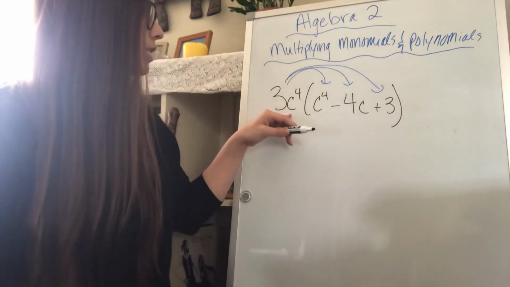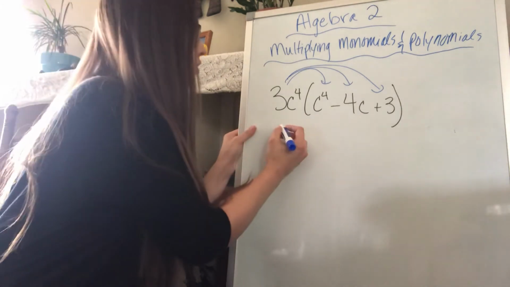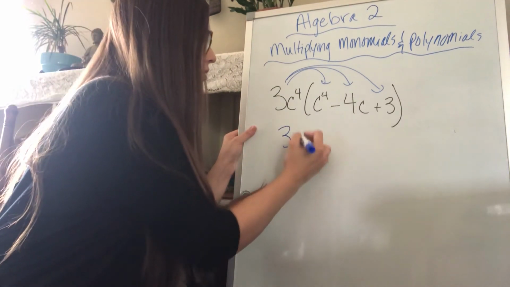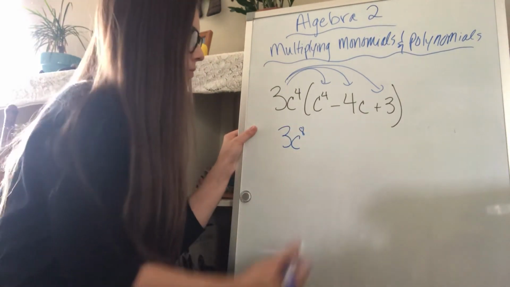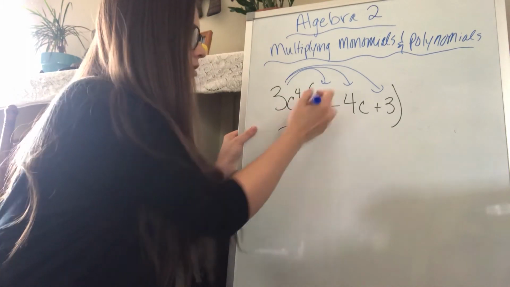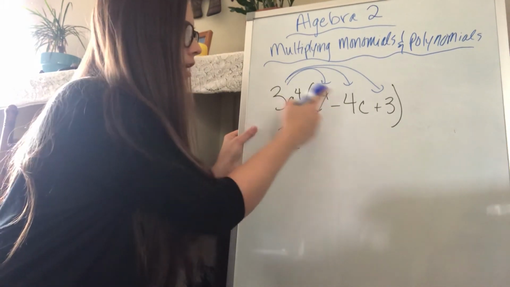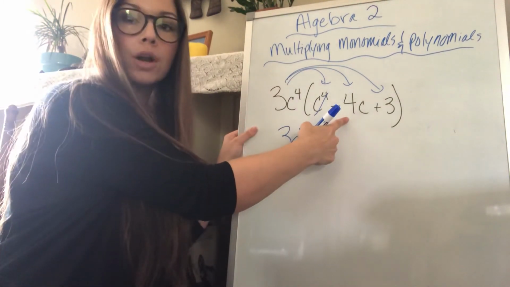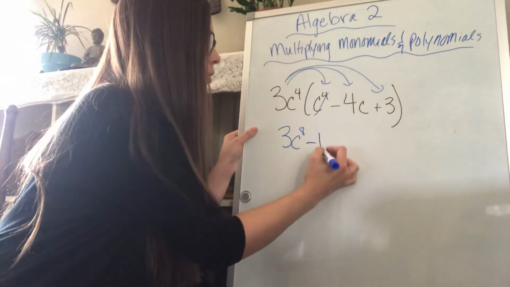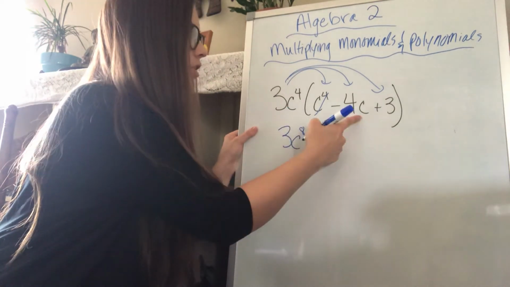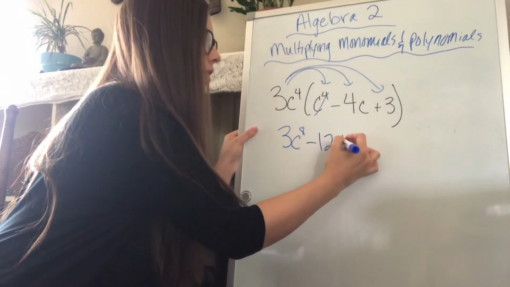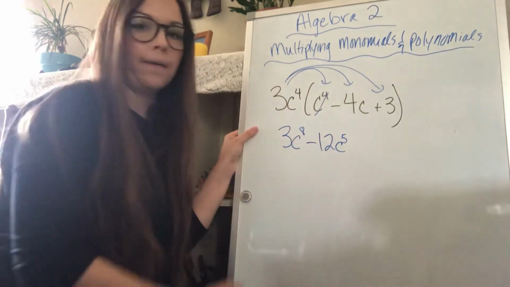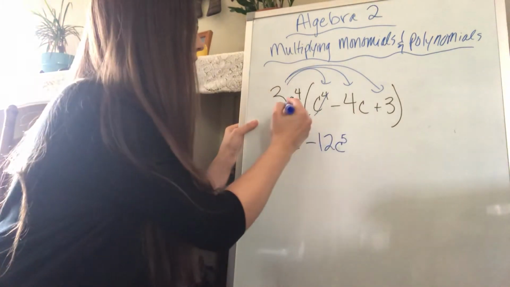So here we have 3c to the 4th times c to the 4th. So that's going to be 3c to the 8th. And then we have 3c, so that one's done. 3c to the 4th times negative 4c. So 3 times negative 4 is going to be negative 12. So minus 12c to the 5th, right? Because there's 4 here and 1 there, right? And then that one's done.